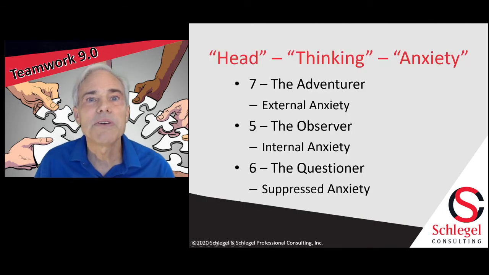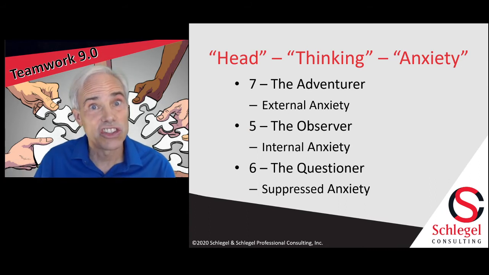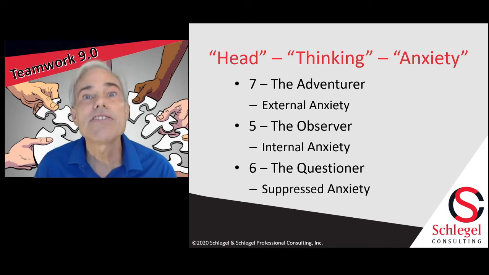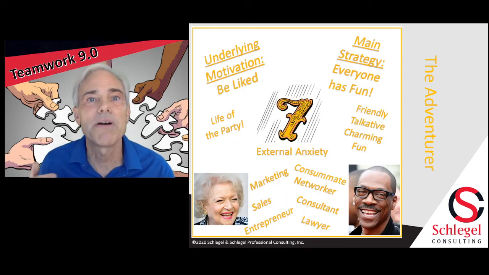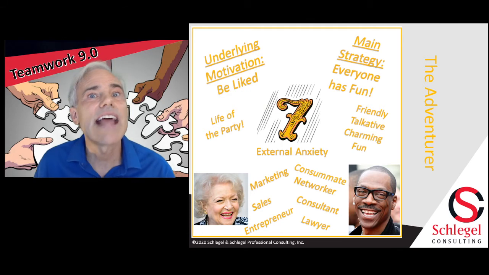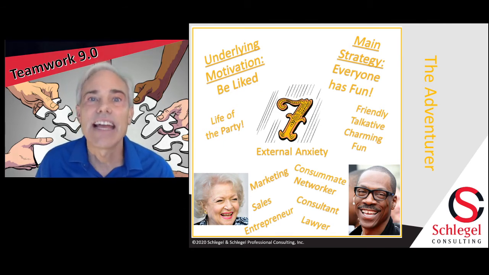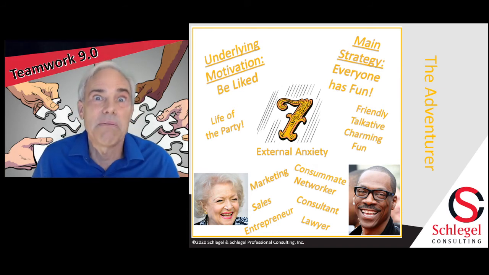All right, next we're moving to the head center. And again, external, internal, suppressed, but this time it's anxiety. So let's go to the external anxiety type 7. Now, people don't commonly associate anxiety with a type 7, but that's what's underlying their desire to be liked. They want to be liked. If they're liked, anxiety goes down. If they're not liked, anxiety goes up.